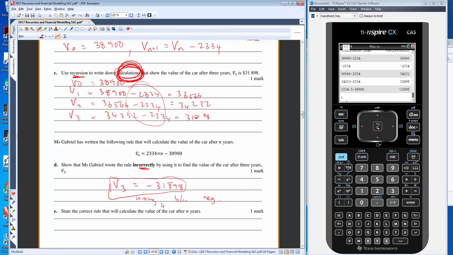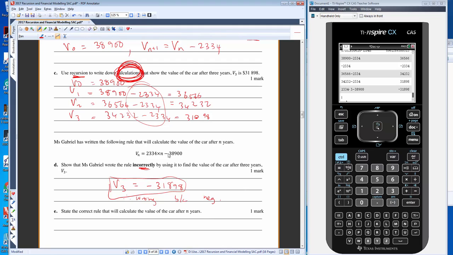But girls, make sure you put a statement in there. It's really good to show that she did it incorrectly. Well, why is that incorrect? What's wrong with that? Make sure you have a statement. Okay. State the correct rule that will calculate the value of the car after n years.